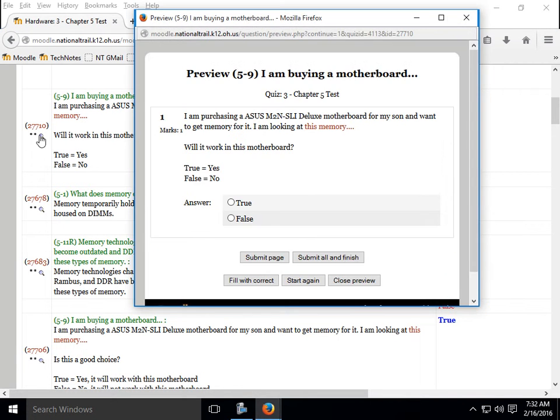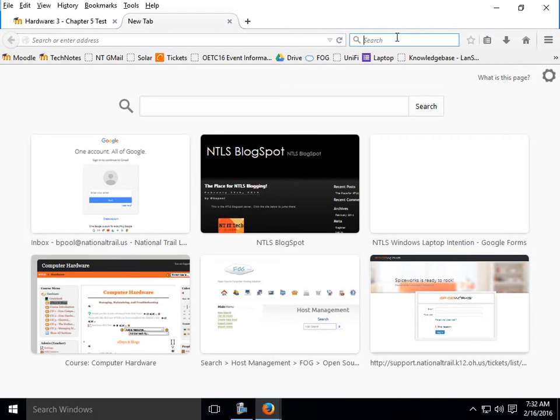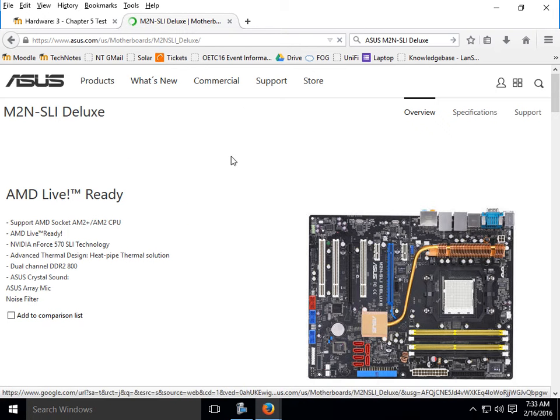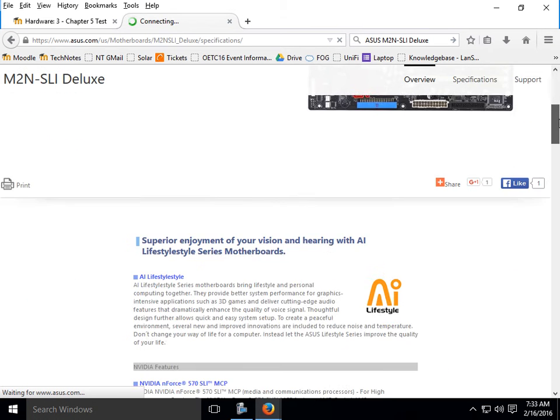Okay, why am I not? There we go. I'm purchasing some memory and want to know: I'm looking at this memory, will it work with this motherboard? In order to do this one, you have to first Google this. I know that most of you got it right. Only one person got this one wrong. But we'll just go through the steps, make sure we all understand. So I first am going to go to the motherboard and say, okay, what kind of specifications does this motherboard have? And the question is simply, will it work?